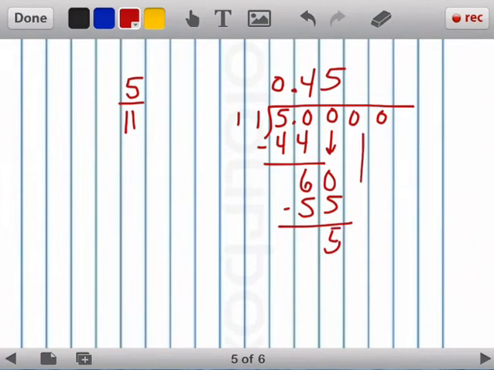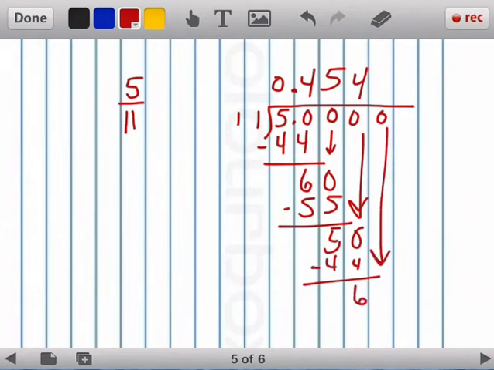Bring down a 0. I can't make any assumptions yet. 11 goes into 50, 4 times, 44. Don't stop too soon. Keep going with the division. We haven't established the pattern yet. You may think you know it, and this is where people make the mistake. They stop here, and they say, oh, that's 0.454 repeating. Don't forget, the bar goes over the part that repeats.